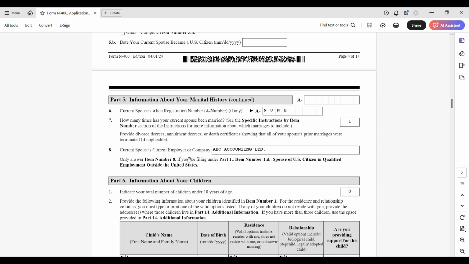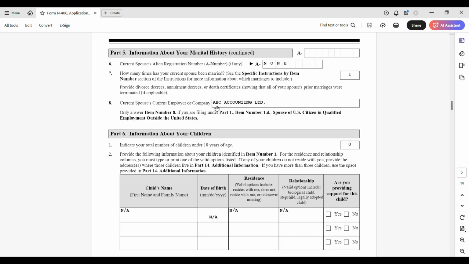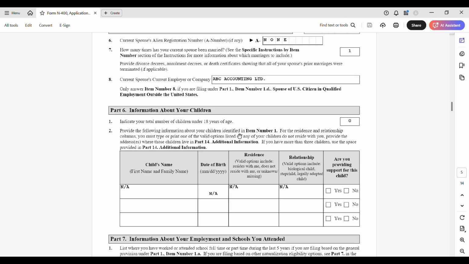Current spouse's current employer or company. Only answer item number 8 if you are currently filing under Part 1, item number 1D, spouse of U.S. citizen in qualified employment outside the United States. This right here is not applicable. So take that as a correction for Form N-400, question 8. Only answer item number 8 if you are filing under Part 1, item number D, spouse of U.S. citizen in qualified employment.